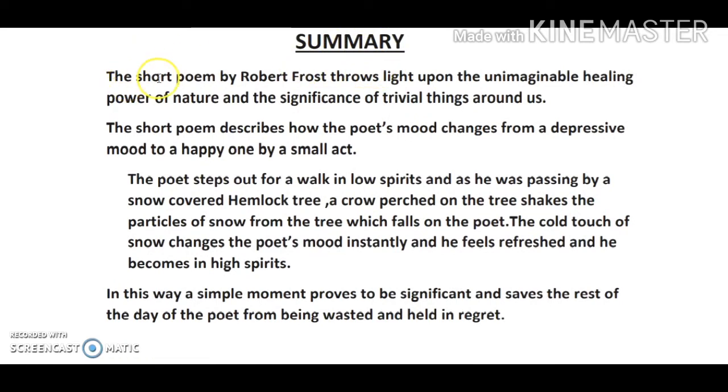Summary: the short poem by Robert Frost throws light upon the unimaginable healing power of nature and the significance of trivial things around us. The short poem describes how the poet's mood changes from a depressive mood to a happy one by a small act.